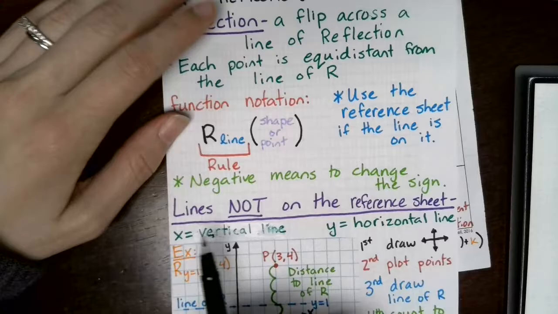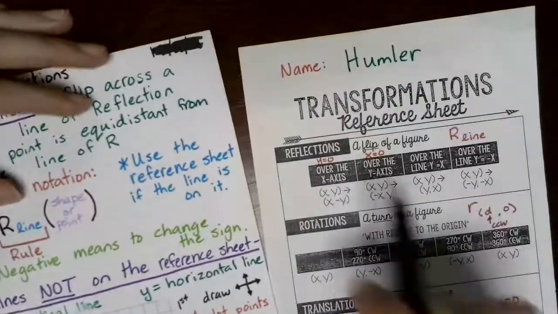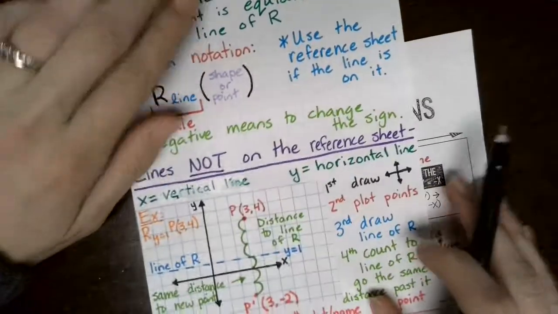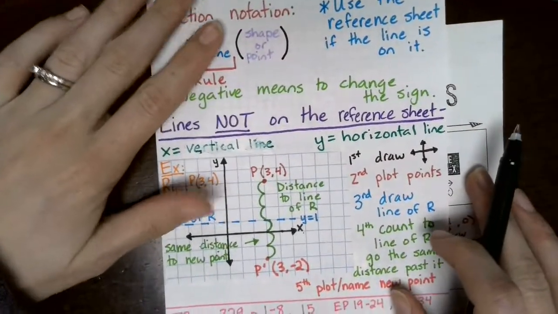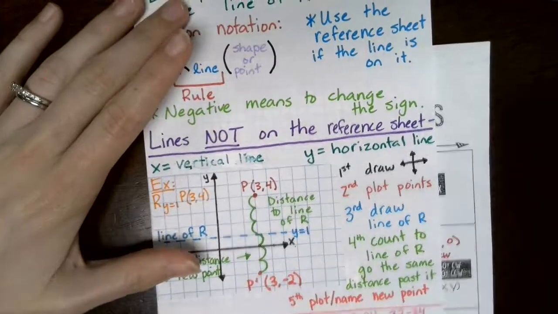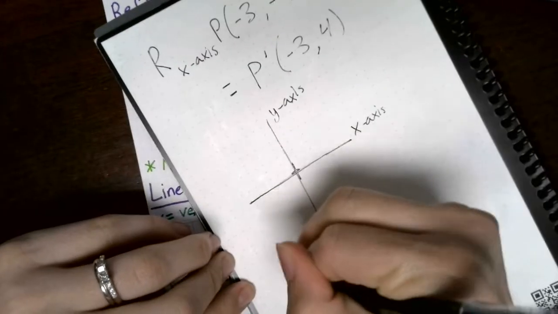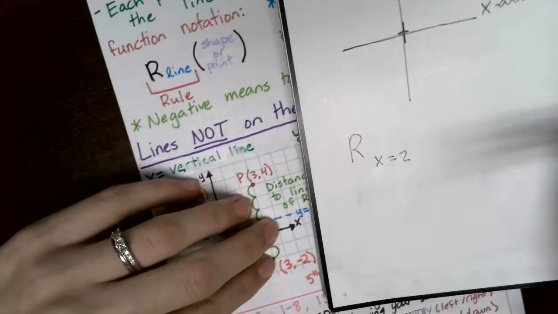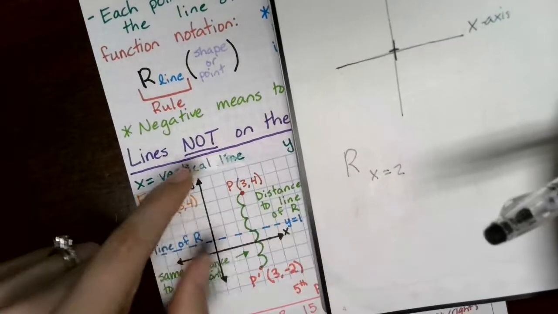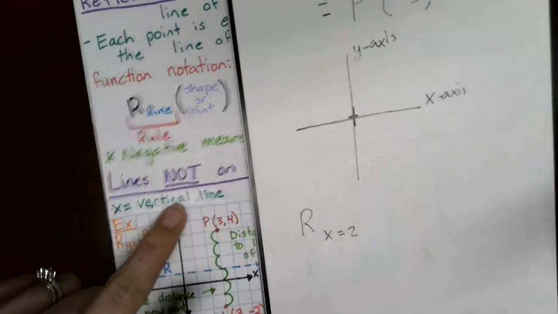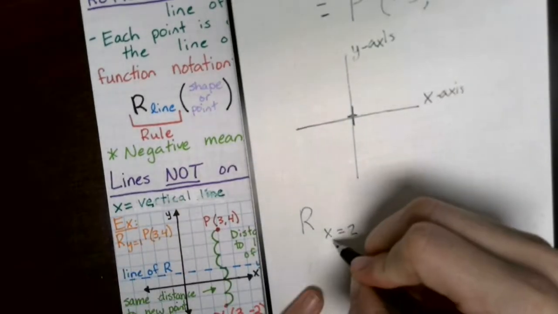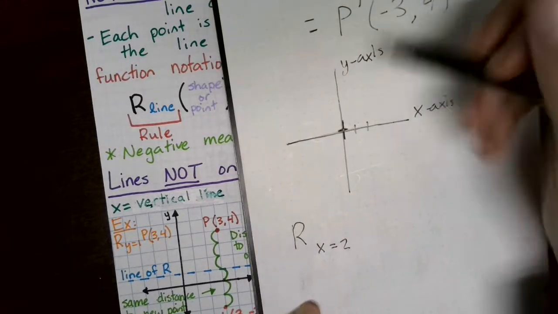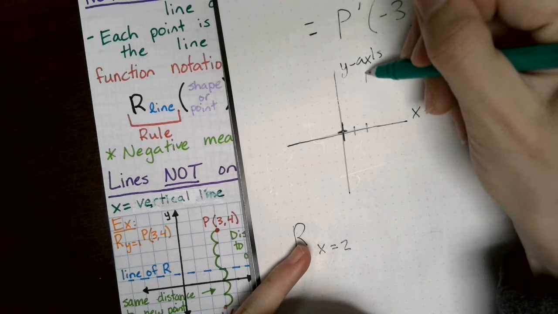So now, what about when the line's not on the reference sheet? There are only 4 lines on this reference sheet, and there could be infinite possibilities of lines it could reflect over. So one thing to keep in mind, it might say reflect over the line x equals 2. x equals 2 is a vertical line. The way we graph vertical lines is we go to that spot on the x-axis, go 1, 2, and then we draw a vertical line.